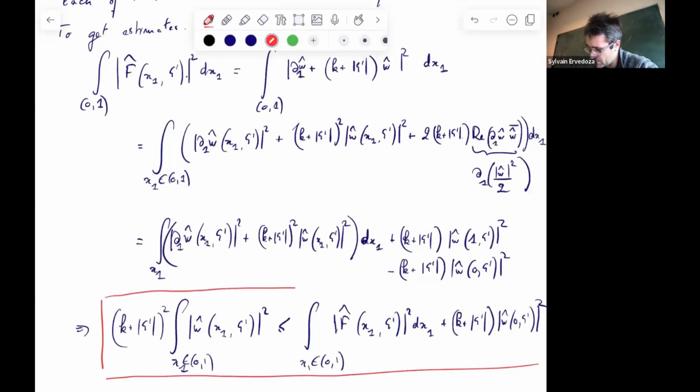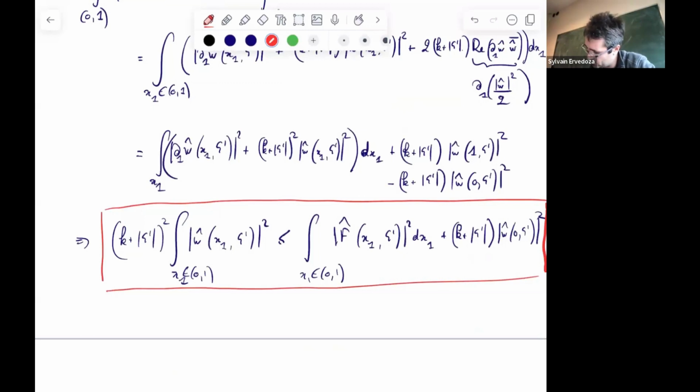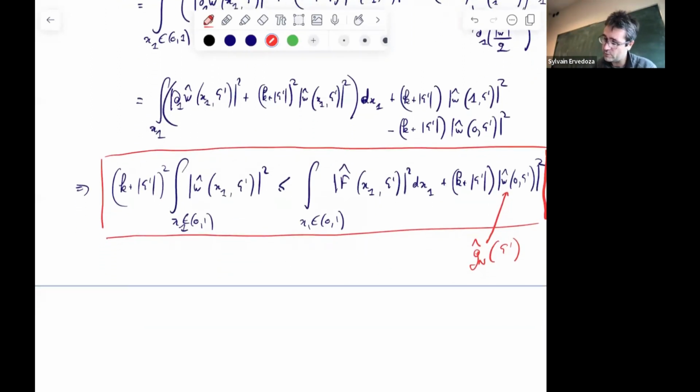So here you see this is an easy computation, a multiplier type argument somehow, where you get immediately an estimate on w hat in terms of the information you have. Remember that w hat here is Gn hat of psi prime. So we have information on F and W in x1 equal to 0, and with that we estimate everything in a very reasonable Sobolev space. Then you should get estimates on V.